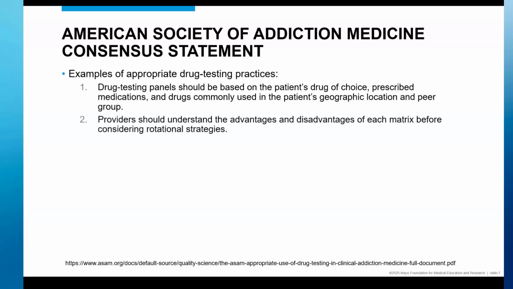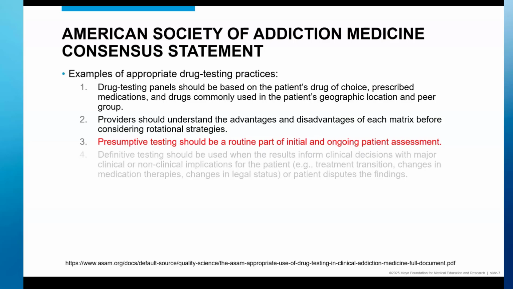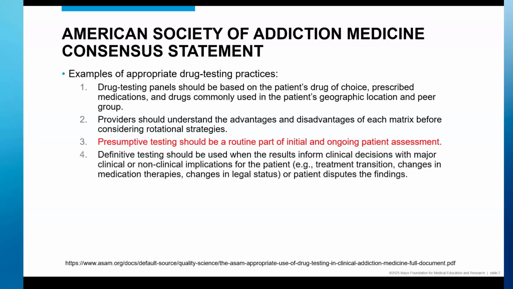Providers also really need to understand the advantages and the disadvantages or challenges of each matrix before considering rotational strategies. And one thing that they recommend, and we'll be talking about today, is presumptive testing. Presumptive testing should be a part of that routine, ongoing, both the initial and ongoing patient assessment. However, you also supplement that with some definitive testing using more confirmatory test methods, especially when those presumptive tests may not agree with what the patient's being prescribed.